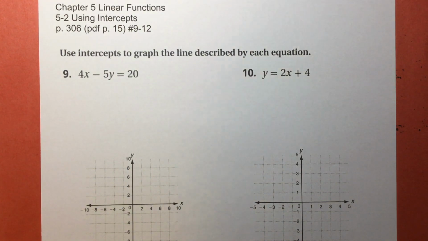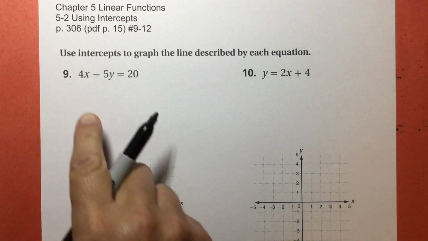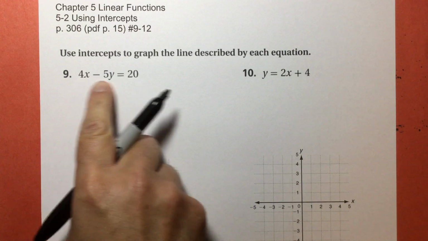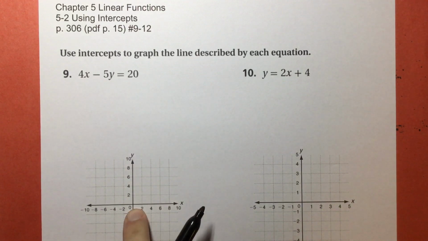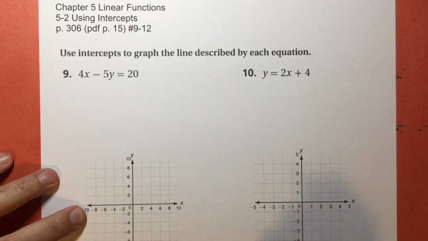Hello, welcome back. We're doing Chapter 5, Section 2, Using Intercepts. I'm on page 306 doing problems 9, 10, 11, and 12. What we're going to do is, like almost every other problem that we've done here, find the X and Y intercepts and use that to graph it. So it's the same idea.